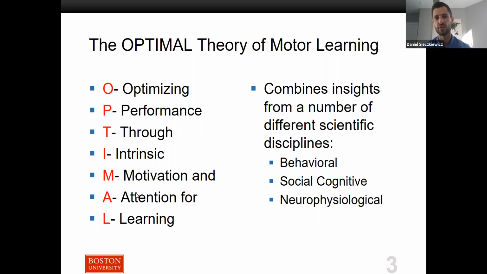Most theories of motor learning were siloed into distinct scientific disciplines. So the optimal theory tends to combine these approaches in an attempt at a unified theory of motor learning. It draws on disciplines such as behavioral sciences, social cognitive sciences, and neurophysiology.